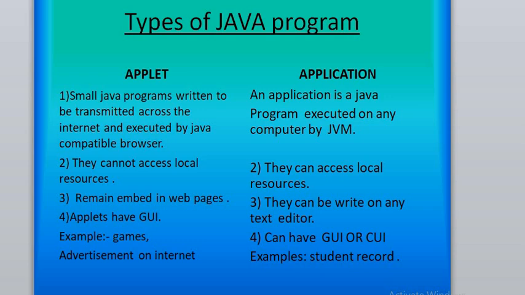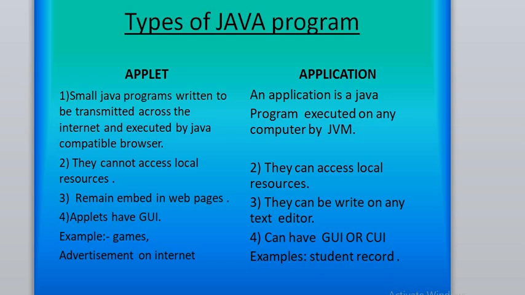They can access local resources. It means if you are downloading an application under a different operating system or on a different platform, then on the viewer's machine the application can access or modify the local files. They can be written in any text editor. It means that in this session you will learn how to write the application in the BlueJ environment.